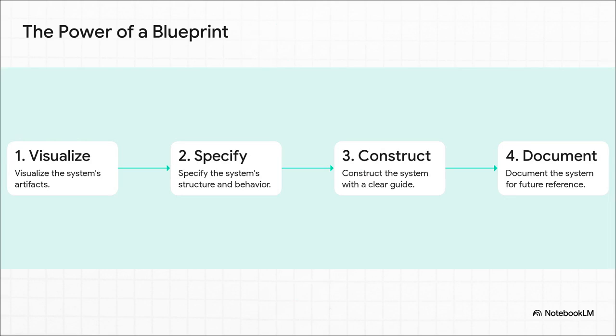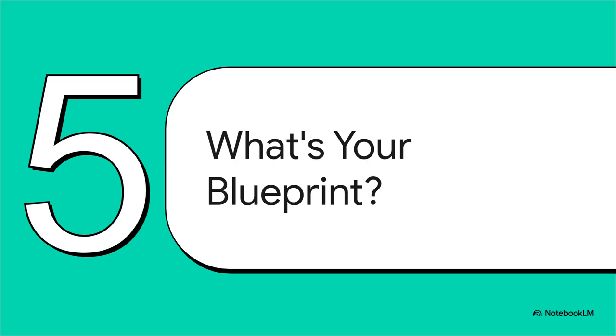So first off, you get to visualize the whole system before it even exists. That means you can spot design flaws on paper, which is way cheaper than finding them in code. Then, you specify exactly how it's built and how it works, so there's no confusion on the team. That leads to the third point. You can construct it with a clear guide, which means building it faster and with way fewer bugs. And finally, you document the system in this universal language, which is a lifesaver for new people joining the team down the road. So when you boil it all down, it's about clarity, communication, and, well, efficiency. It takes what could be a totally chaotic process and turns it into an organized, solid engineering discipline.